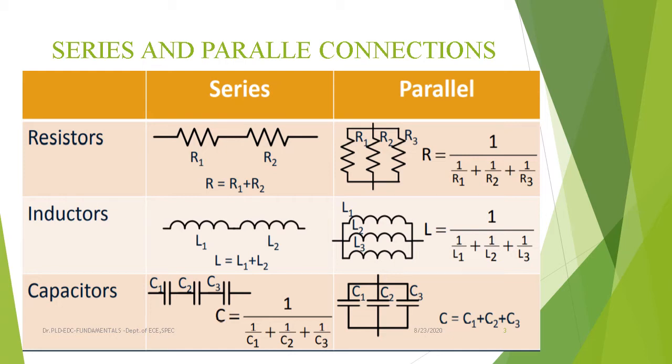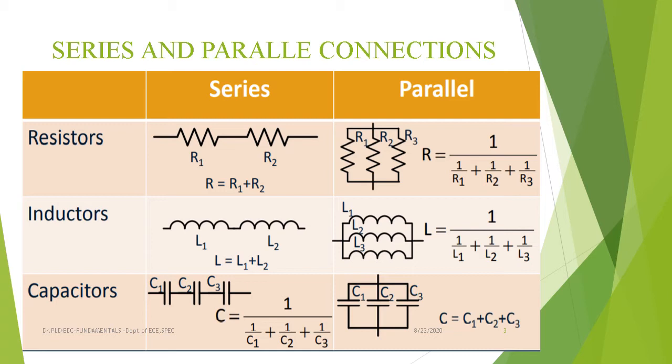Coming to the next component, inductors. If two inductors L1 and L2 are connected in series, the equivalent inductance is L equals L1 plus L2, and if they are connected in parallel, the equivalent inductance formula is the same as the resistance formula. Coming to the capacitors, it's different from resistors and inductors. It's actually the opposite as compared to the resistors and inductors case.